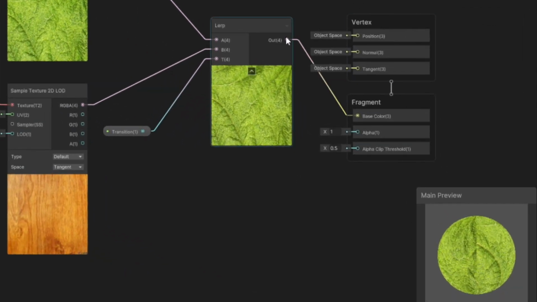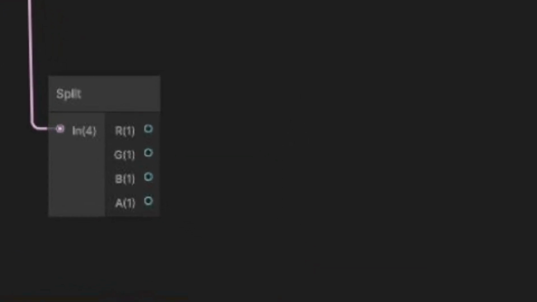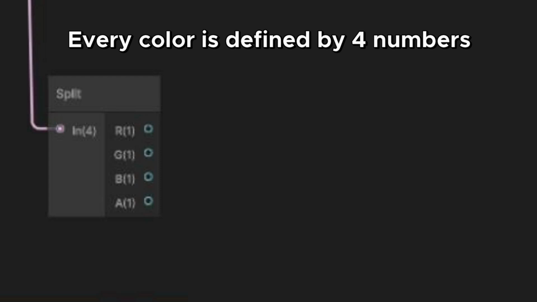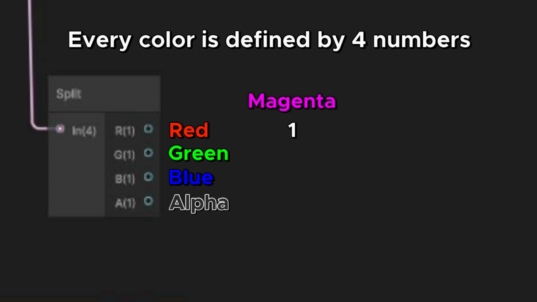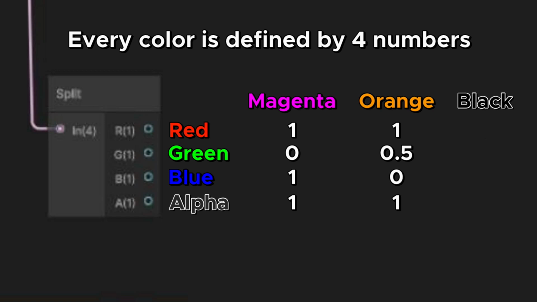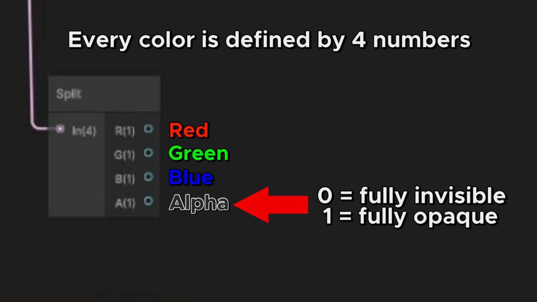We can do this by splitting the output from our lerp node using a new split node. In Unity, every color is defined by 4 numbers: red, green, blue, and alpha. Each of these numbers ranges from 0 to 1. For example, magenta is 1, 0, 1, 1. Orange is 1, 0.5, 0, 1. And black is 0, 0, 0, 1. The last number determines the transparency of that color, where 0 is invisible and 1 is fully opaque.